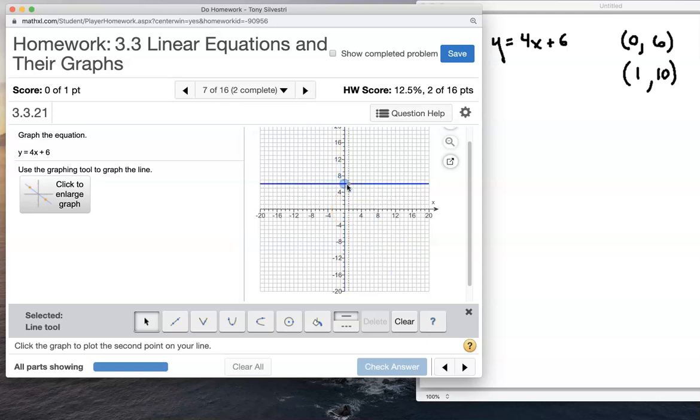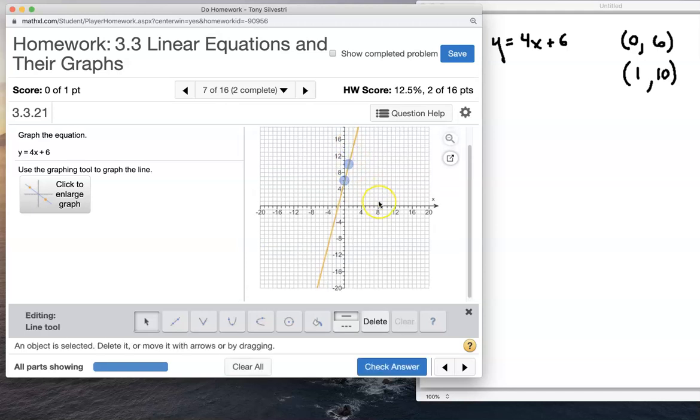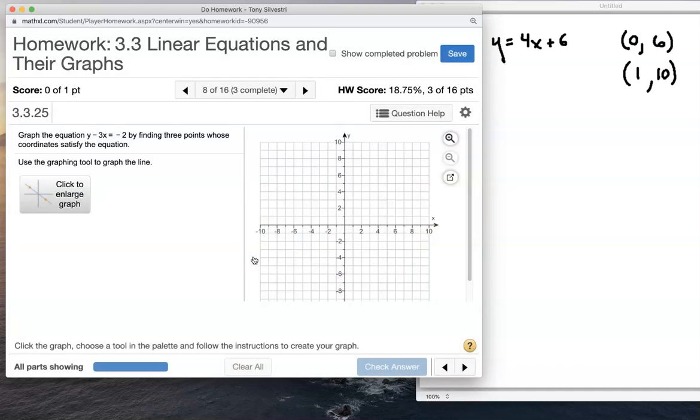And then we've got 1, 10. Let's see if we get that point generator there. 1, 10. That's it. Go click on that. Click on that. Check your answer. Very good. That's all you do here.